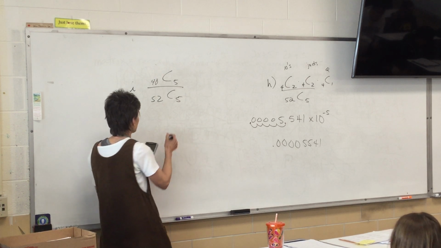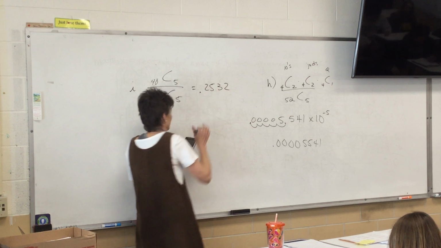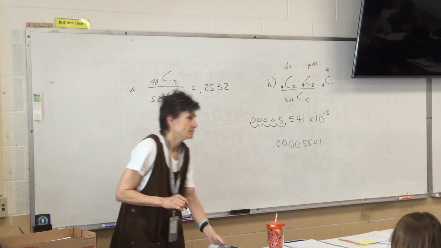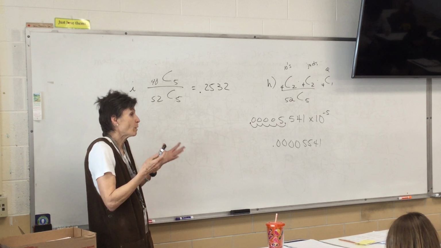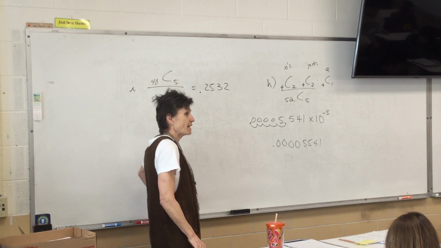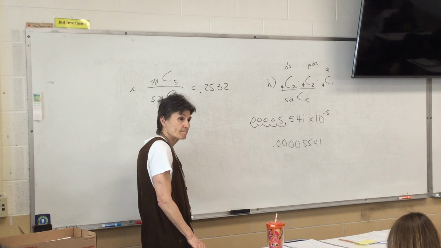Oh, is this an answer to another one? 0.2532? Yeah. So there's a 25% chance that the hand you get will not have any queens, aces, or fives in it.